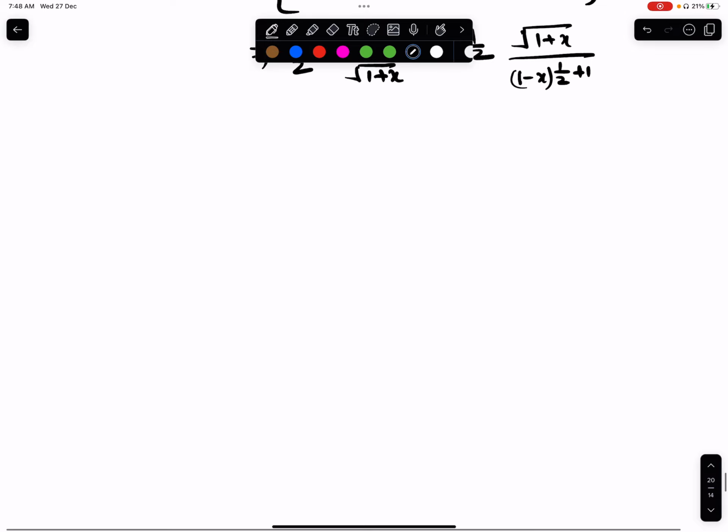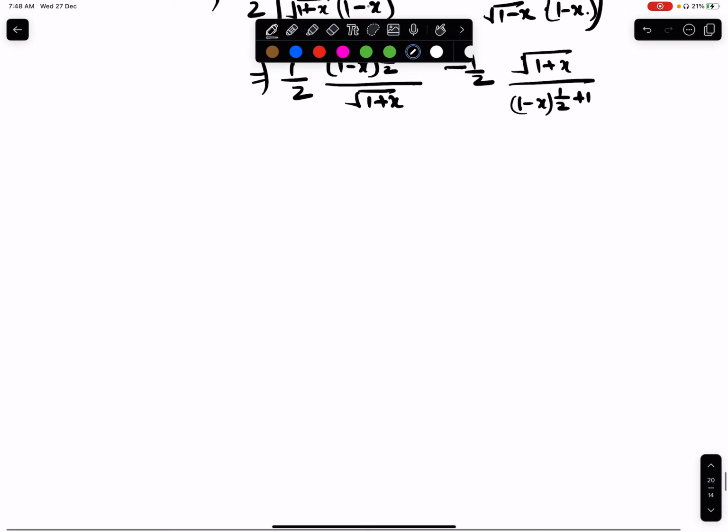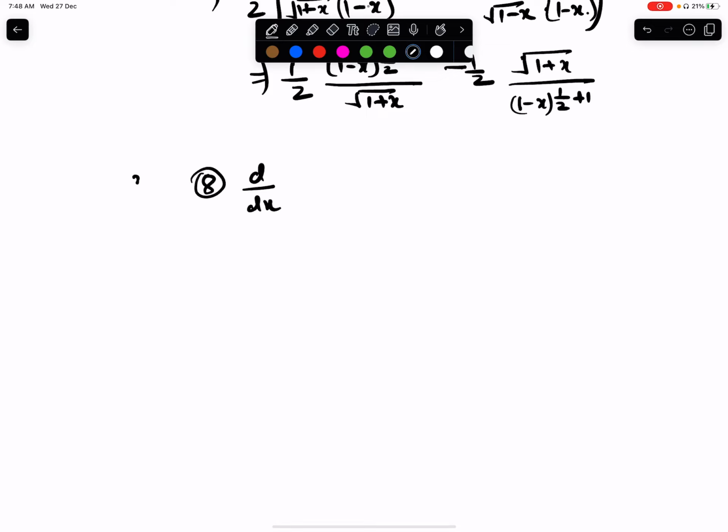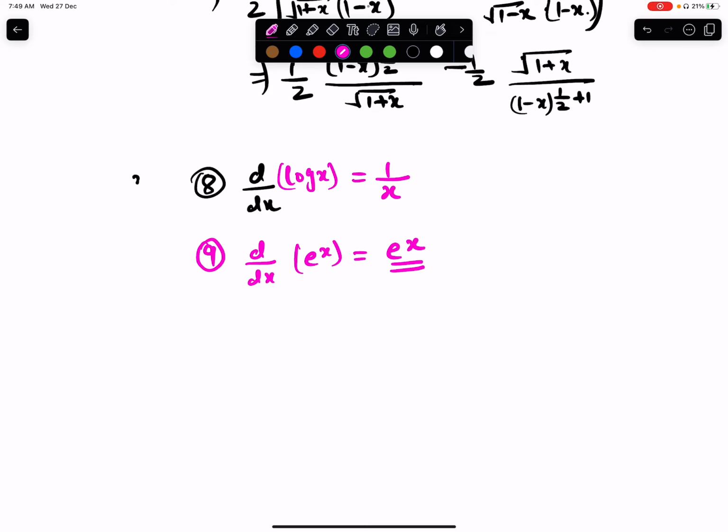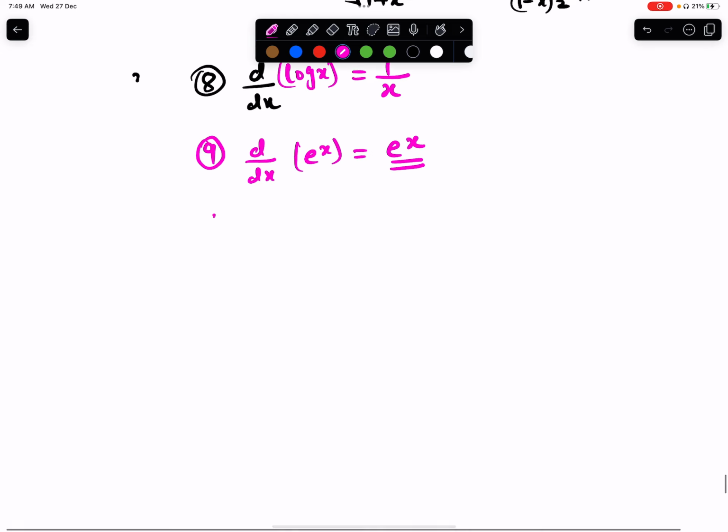Now let's move to other properties of this. We have some of the other properties as d by dx of log x. What will be the derivative of log x? Differentiation of log x is 1 by x. Ninth, d by dx of e raised to the power x. The differentiation of e raised to the power x is always e raised to the power x. So these are the properties of differentiation.